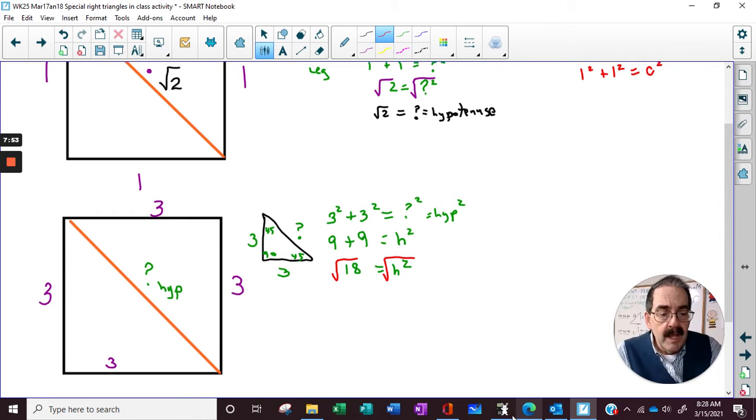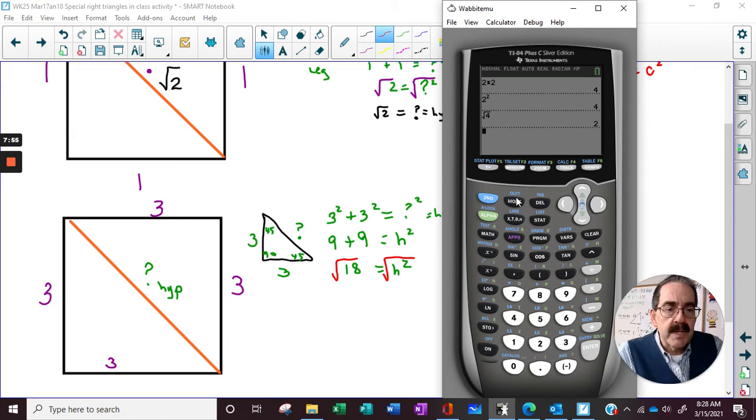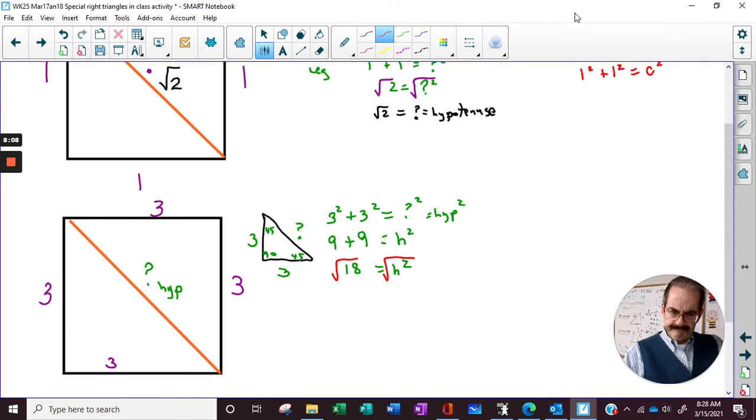Cool. The next week, we're going to spend some time on this. 18 is not a perfect square. The square root of 18 equals 4.24. Now, it's true, h is equal to the square root of 18. The calculator says 4.24.